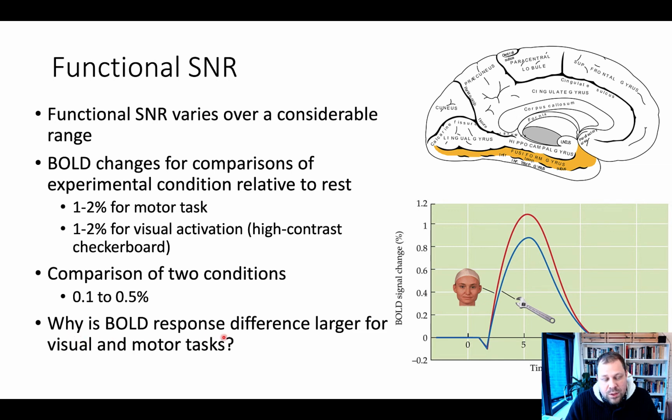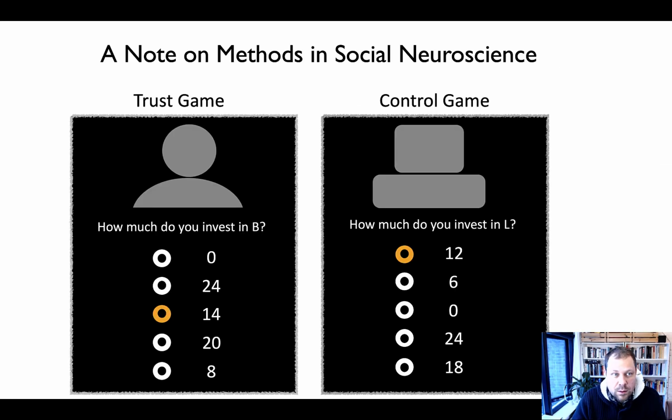Now, why do you think the BOLD response difference is larger for visual and motor tasks than, let's say, higher order cognitive tasks? Okay, I'm not going to answer this right now, but instead I'm going to give you an overview of how these kinds of higher order cognitive tasks might look like in the scanner. So this is a slide from one of our experiments.